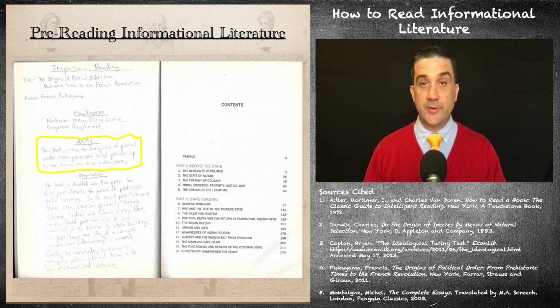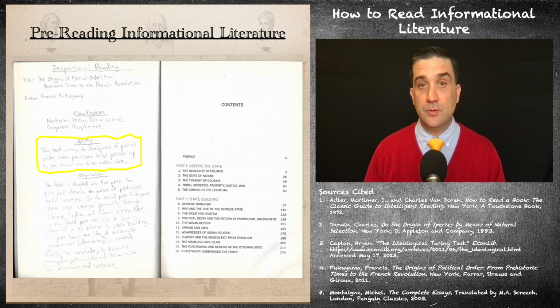The third part of pre-reading is what Adler and Van Doren call the unity. The unity is essentially the main thesis of a book. What you want to do with the unity is distill everything that you just quickly read into one or two sentences, so you capture what the book is about as a whole.